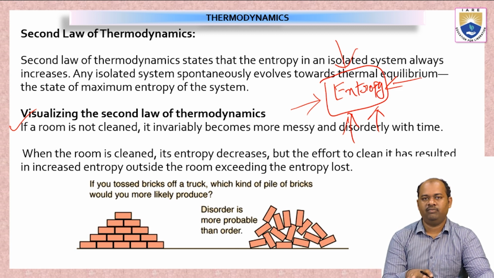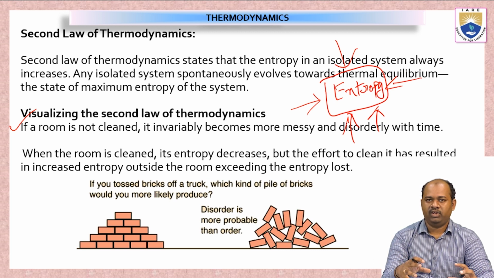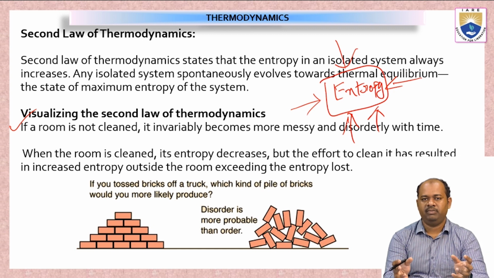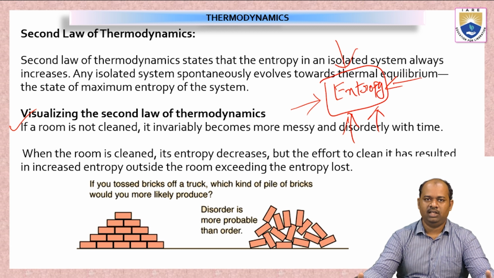So this is the basic example through which we can understand the visualization of the second law of thermodynamics. When we try to clean the room from outside, we have to apply some energy on the outside, which will increase the entropy outside, but inside the entropy will decrease because we are uniformly arranging the elements.